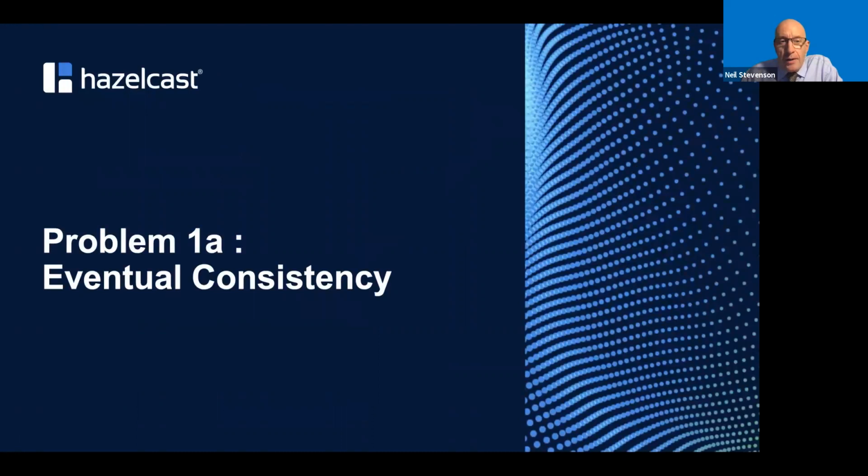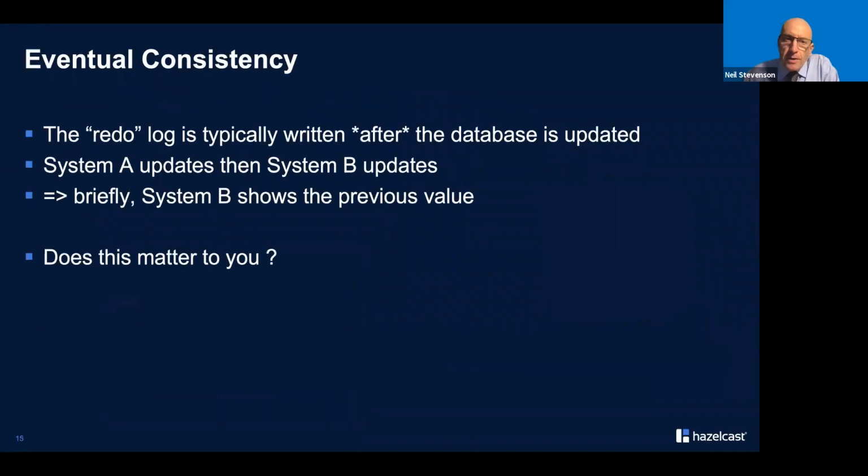So what are the problems with that? Well, problem 1A, or problem 1 if you like, there are going to be 5, so 1A, 1B. 1A is this database redo log. It's typically written after the database has changed. So you make the change to the database row and then you write the redo log. It frequently happens that way around. Which means that System B cannot get the update until System A has had it. So there's a slight latency there. So briefly, System B is showing the previous value, maybe for a second or so.